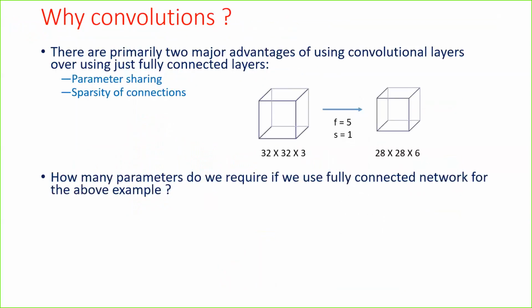Now the question is why we need these convolutional operations. There are basically two advantages of using a convolutional layer. One is parameter sharing. The other one is the sparsity of the connections. Why do we say parameter sharing? The same filter is applied throughout the image, isn't it? It means the whole image is sharing the parameters, and because of that, it has the spatial invariance property.